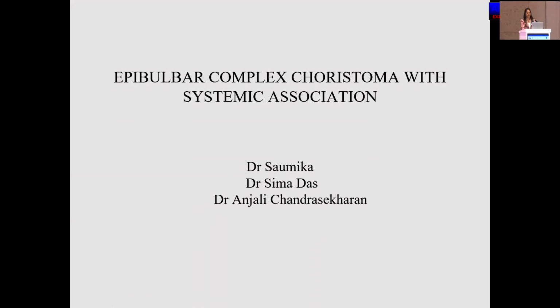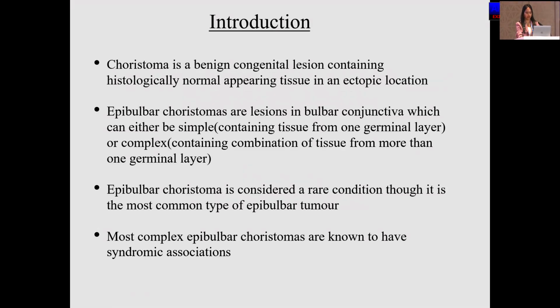Good evening all. I will be presenting on epibulbar complex choristoma with systemic association. So like we know, choristoma is a benign congenital lesion containing histologically normal appearing tissue in an ectopic location. Epibulbar choristomas are lesions in bulbar conjunctiva which can either be simple, containing tissue from one germinal layer, or complex, that is containing tissue from more than one germinal layer. Epibulbar choristoma is considered a rare condition, though it is the most common type of epibulbar tumor. Most complex epibulbar choristomas are known to have syndromic associations.